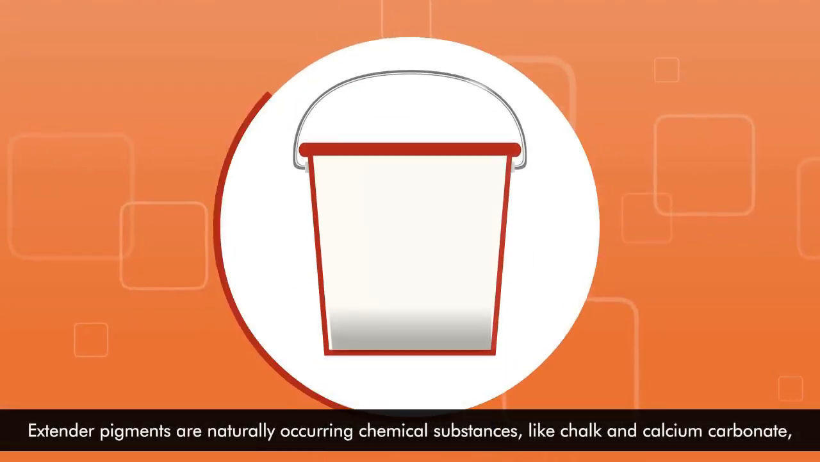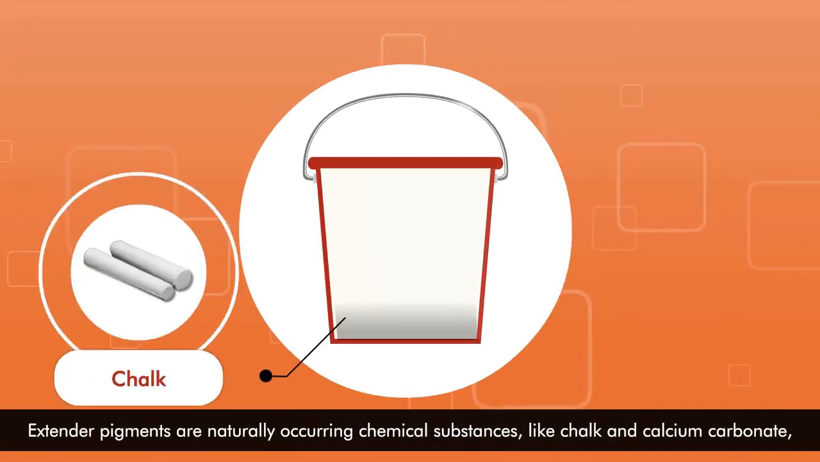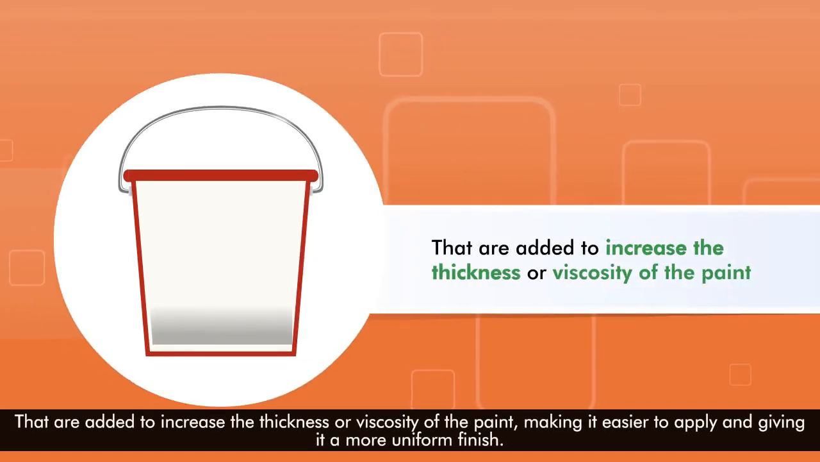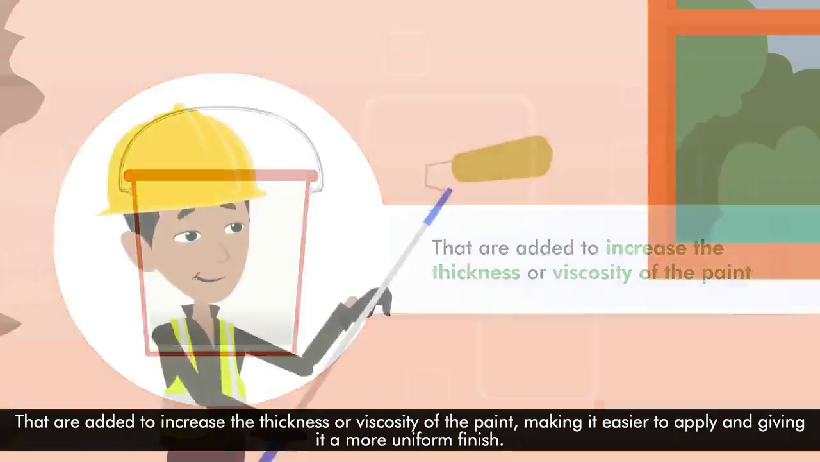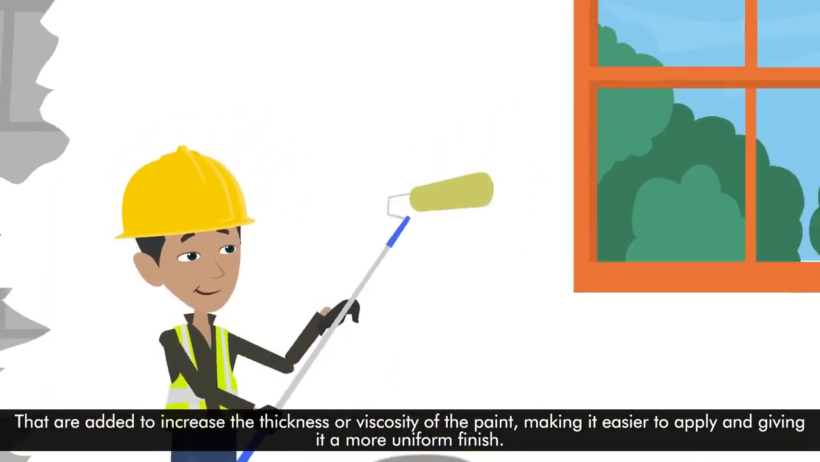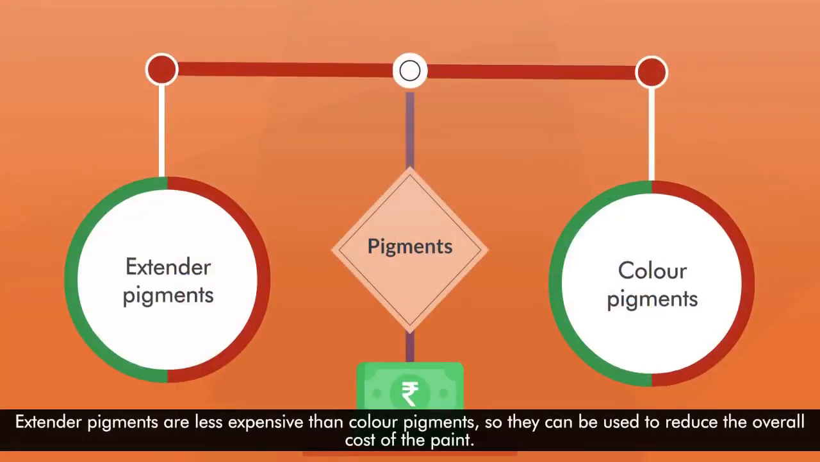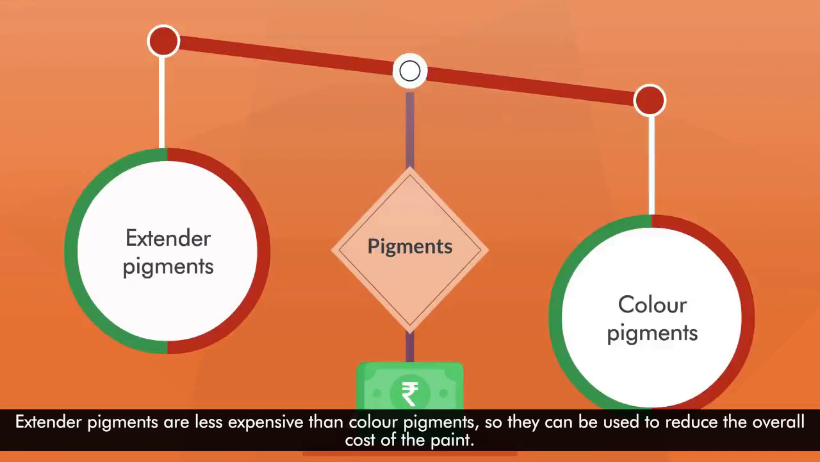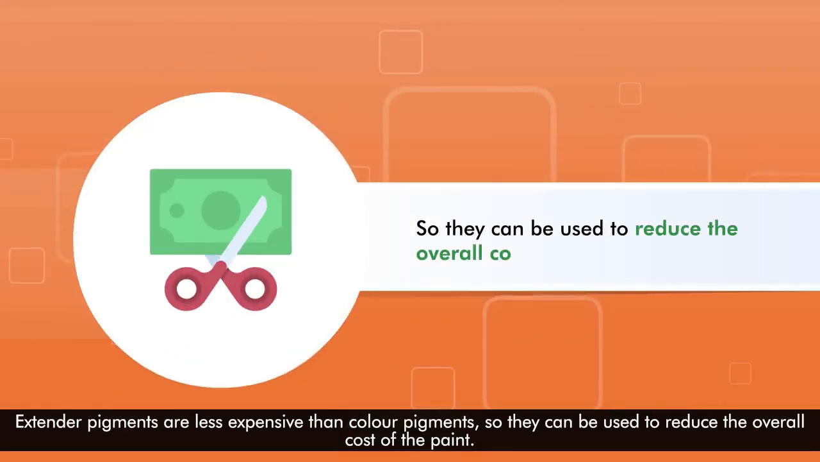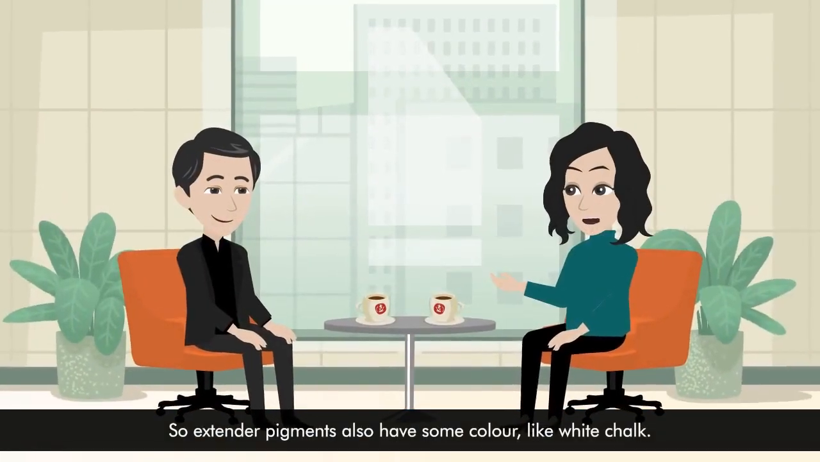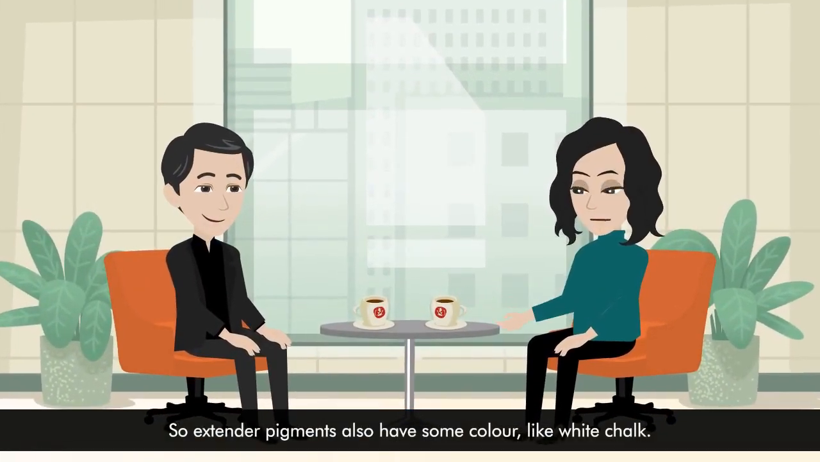Extender pigments are naturally occurring chemical substances like chalk and calcium carbonate that are added to increase the thickness or viscosity of the paint, making it easier to apply and giving it a more uniform finish. Extender pigments are less expensive than color pigments, so they can be used to reduce the overall cost of the paint. So, extender pigments also have some color, like white chalk.